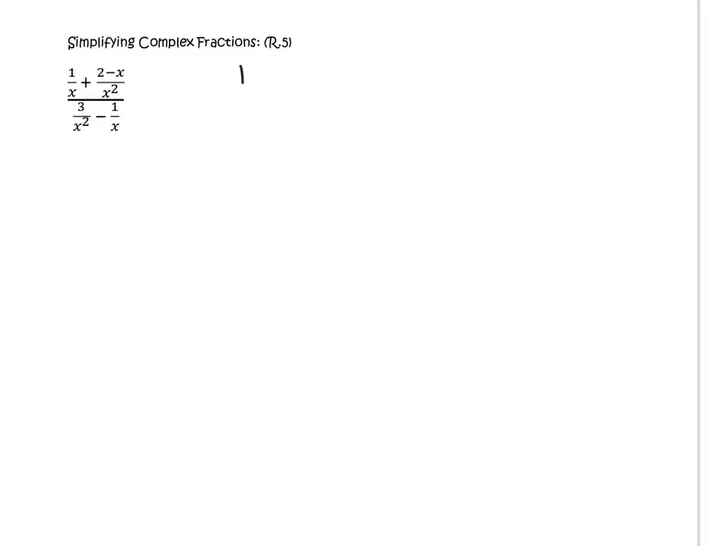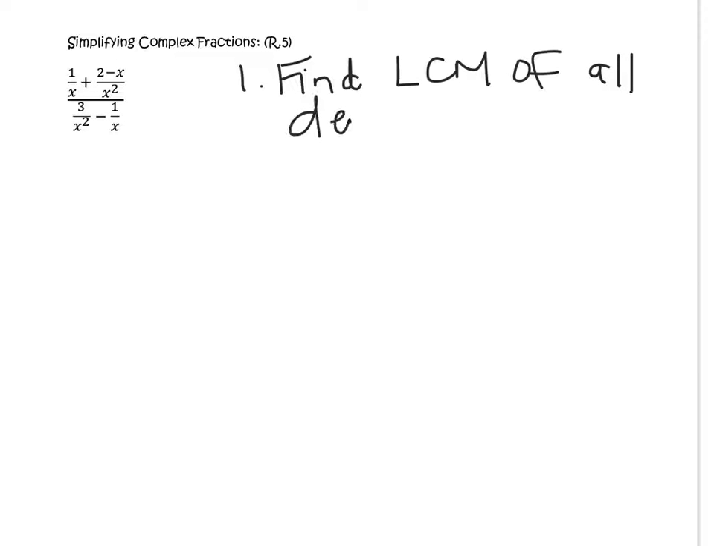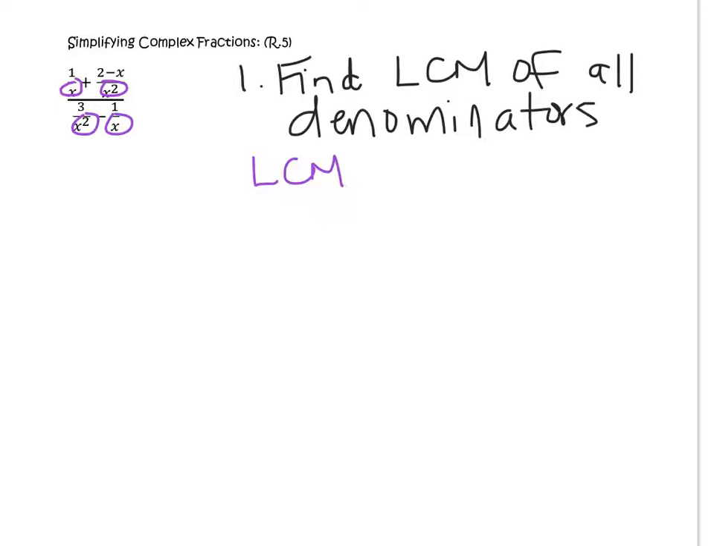So what we're going to do here is find that LCM the same way we did when we were looking at an equation. We're going to find the LCM of all the denominators. In this case, I see 4 denominators that are not 1. So I'm going to try to find the LCM of all of them. Let me just circle my denominators. I've got an x there, an x squared, and an x. So the lowest common multiple of all that would be x squared.